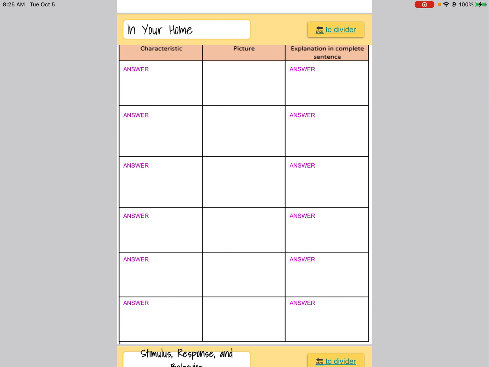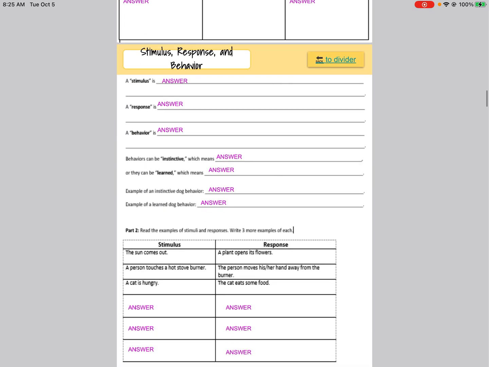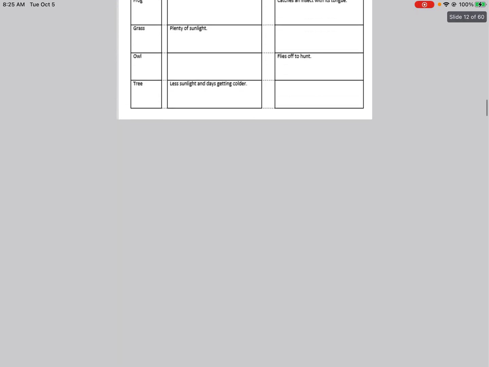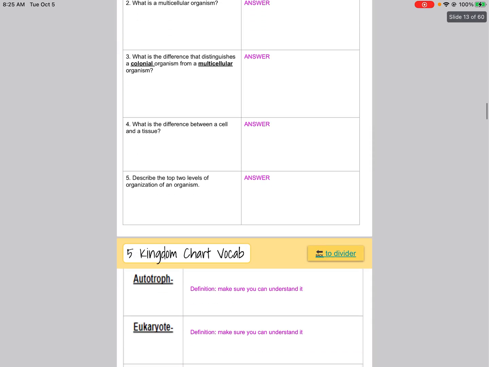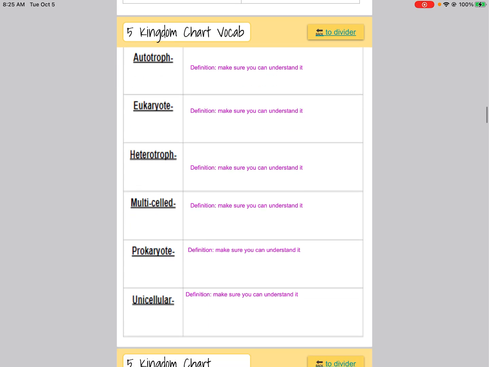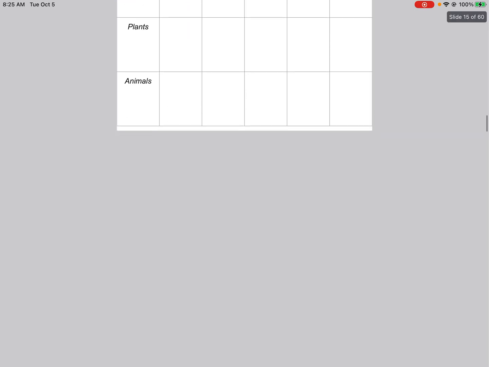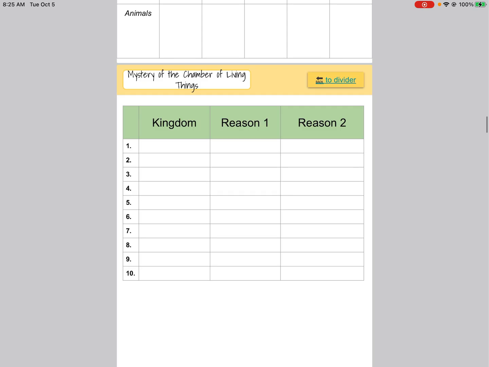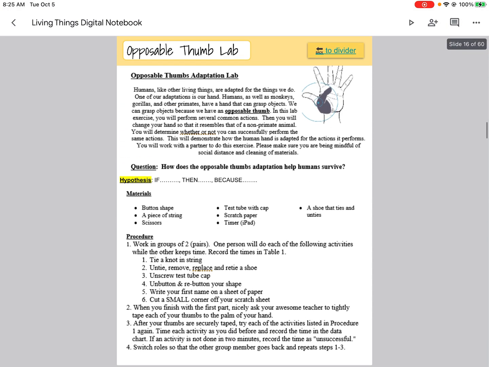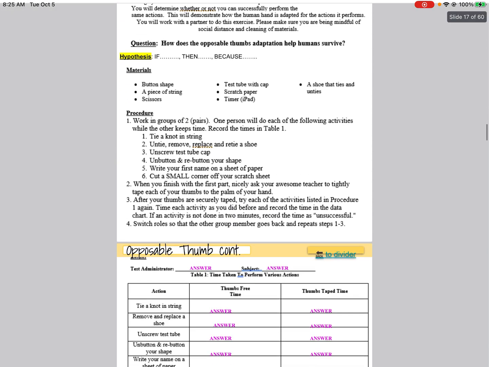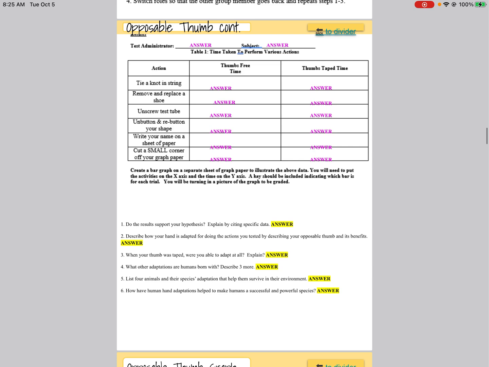This is what is due for me for homework today, so that picture should be put in there. Well, actually, you did it in class, or on the digital binder, so you should already have that in there. Same thing there. The questions for the organization of cells chapter, your five kingdom vocab, your five kingdom chart, Mystery of the Chamber of Living Things, and then the Opposable Thumb Lab. Obviously, you're going to have to get pictures and put this in here since we are doing it on paper. This slide you'll have filled in because you'll already have your data and your questions filled in.